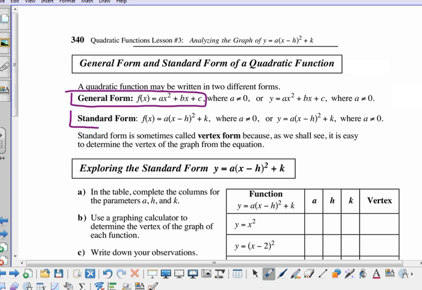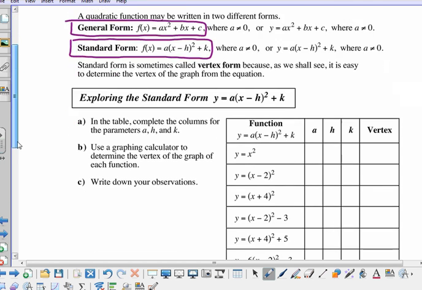Standard form is like that equation we just started looking at. Okay, that's called standard form. So you need to know the difference between general and standard. Now notice there's different variables. What variables are different? In h and k. So sometimes standard form is called vertex form. I wonder why that might be.